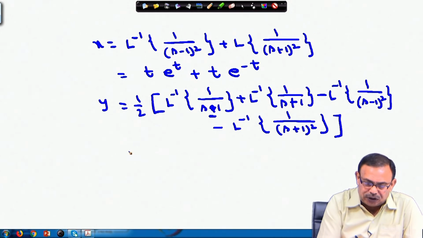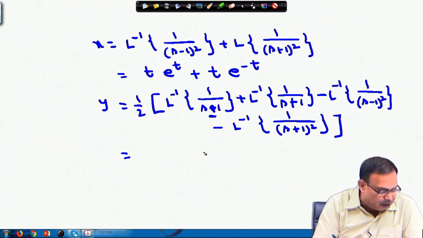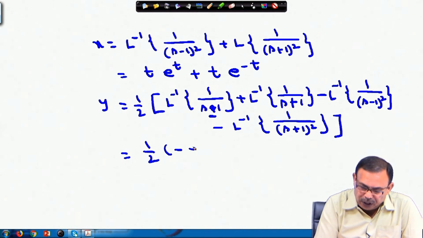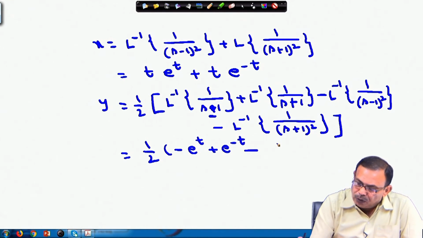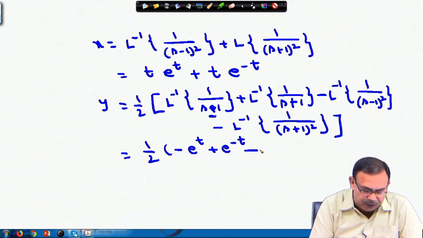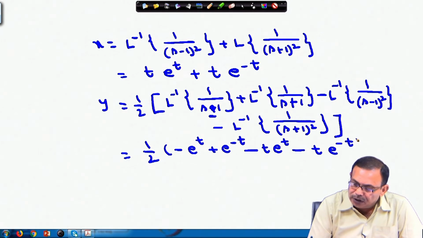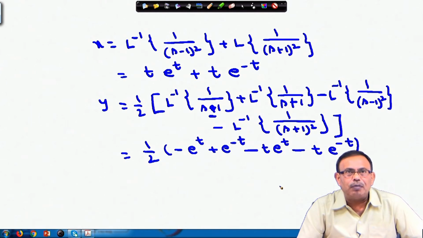And I know the Laplace transform of this using the property in terms of e power. I can always write down this will be minus e power t plus e power minus t whole square. So, this will be minus t into e power t minus t into e power minus t. So, once I am getting this, my solution is obtained.